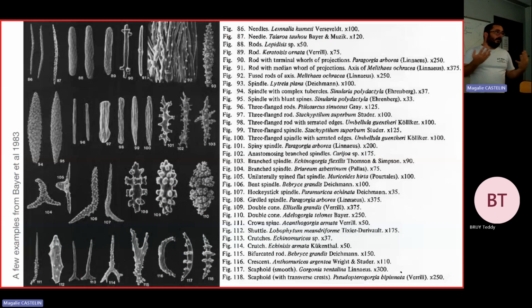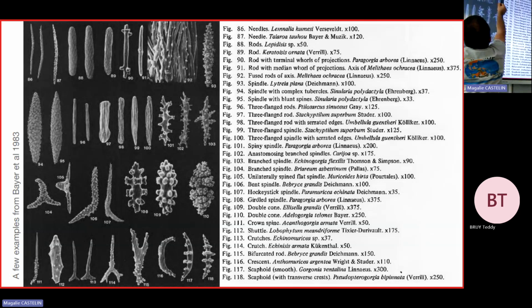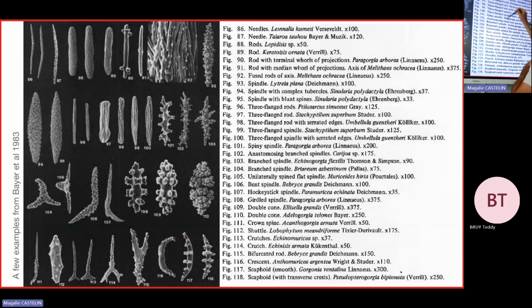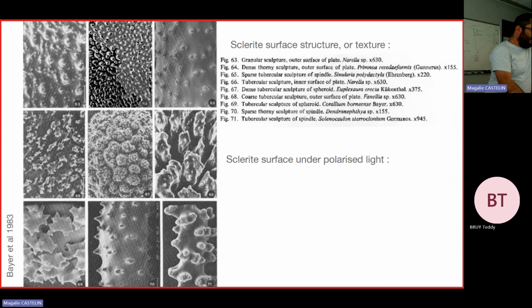And it's a very variable character. So always in the same book, Bayer et al. 83, they have a glossary of all the different forms that you can have for sclerite shape. And this is one of four or five plates showing you the diversity of form. You can have needles, rods, fused rods here. You can have spindles. So spindles have a larger width in the middle. You can have cones, spines, crutches, bifurcating rods. And there was even one sclerite that I didn't think I should show because it's just so bizarre. Yeah, really looks like a butt. I'll show it to you next time.